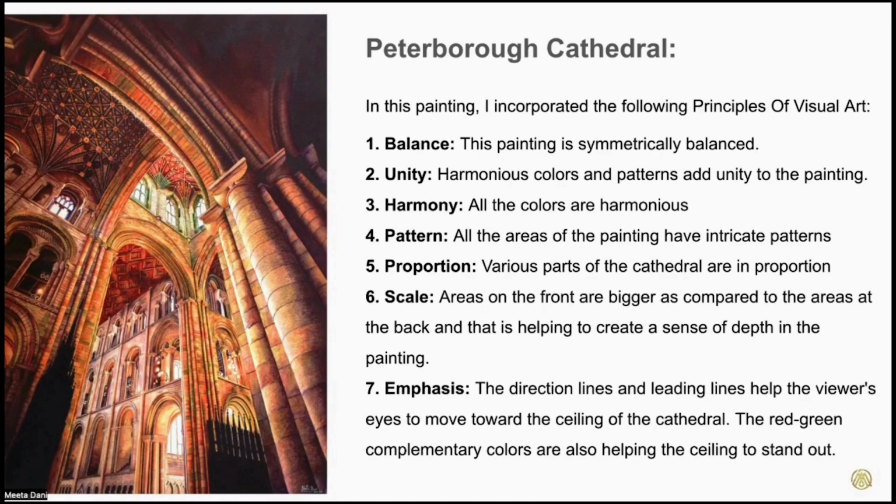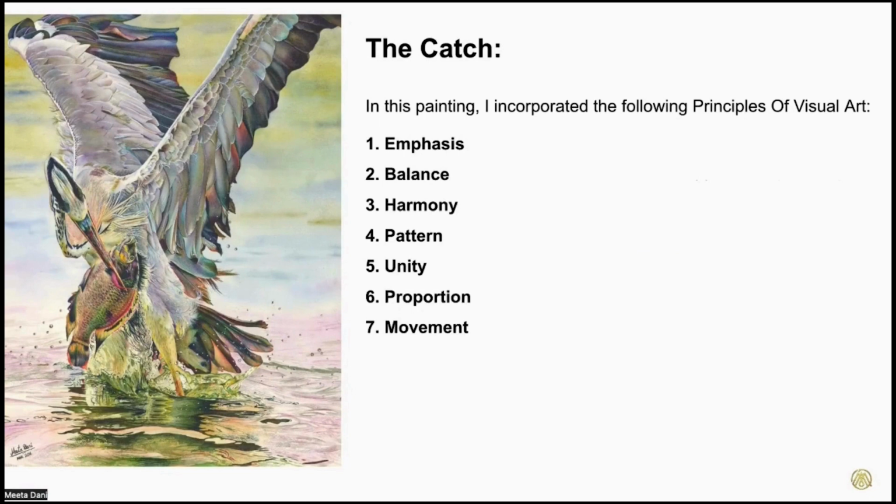And the final one is emphasis. The direction lines, the leading lines are helping the viewer's eyes to move towards the red and green color section at the very top. If you can see, there is a red and green color section, which is at the very end of the ceiling. And if you see this painting, your eyes will naturally move towards that direction because all the leading lines and direction lines are pointing towards that section. Now, this painting has a total of 7 principles of visual art: emphasis, balance, harmony, pattern, unity, proportion, and movement, right?